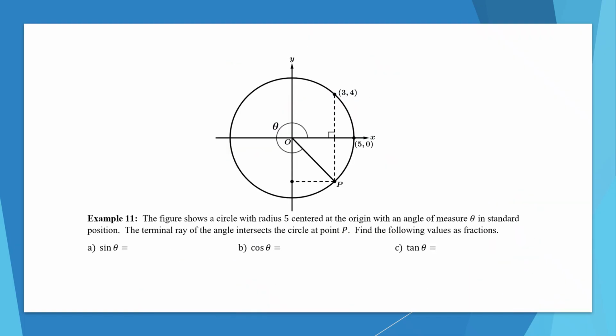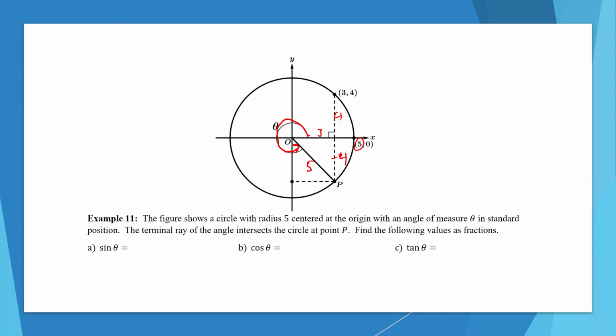All right, example number 11. The figure shows a circle with radius 5 centered at the origin with an angle measure theta in standard position. So notice how this goes to this line right here. Find the following as fractions: sine, cosine, and tangent. And so this is just a reflection. So instead of 3 and 4, it should be 3 and -4. And then our radius here is still going to be 5.